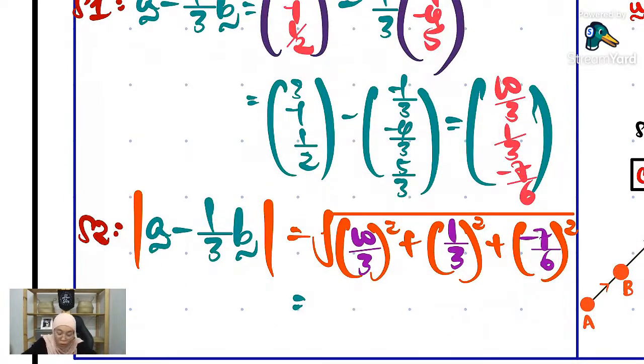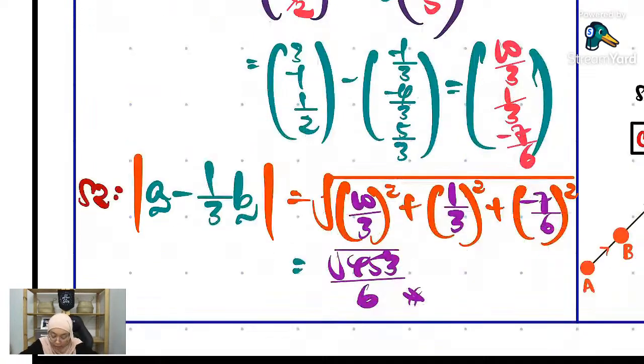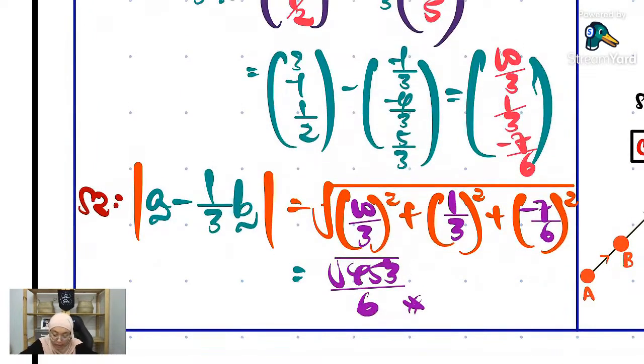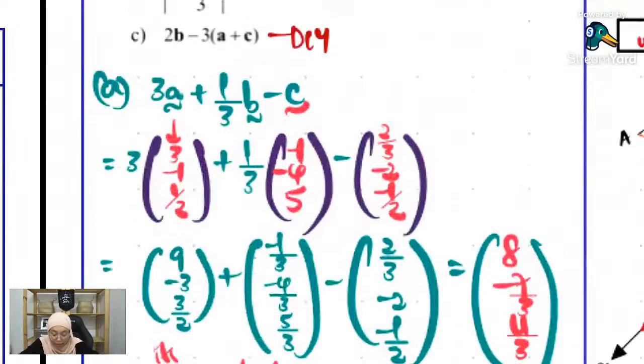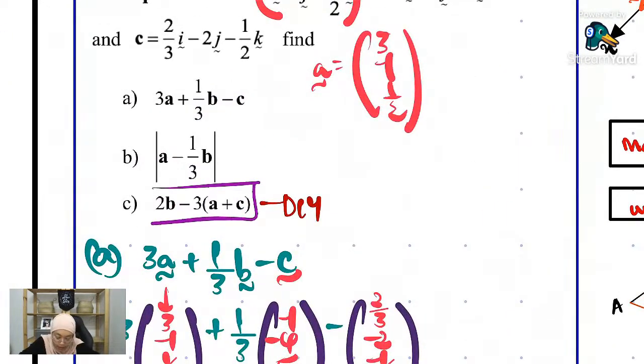And then we solved it, we will get square root of 453/6. Please calculate this by yourself. Try to double check my answers, all right? So that's it. That is done there. All you got to do is find this C by yourself, all right? And compare your answer with your friends.